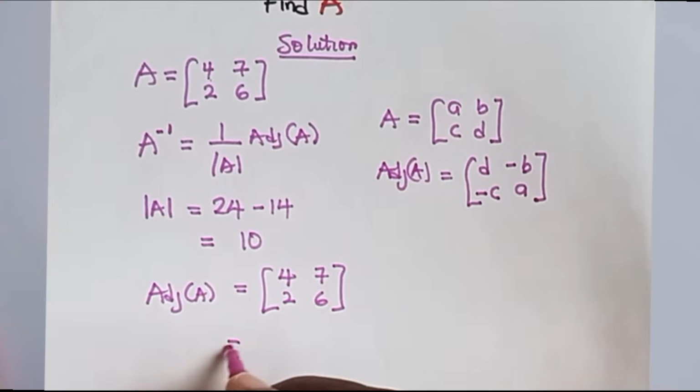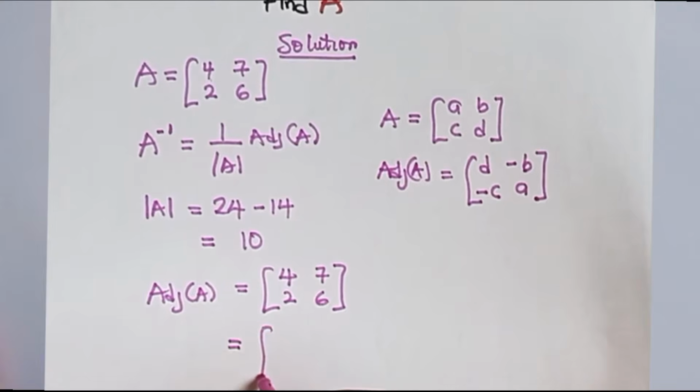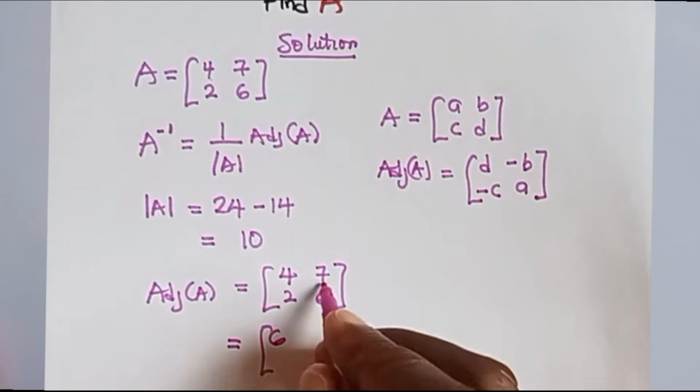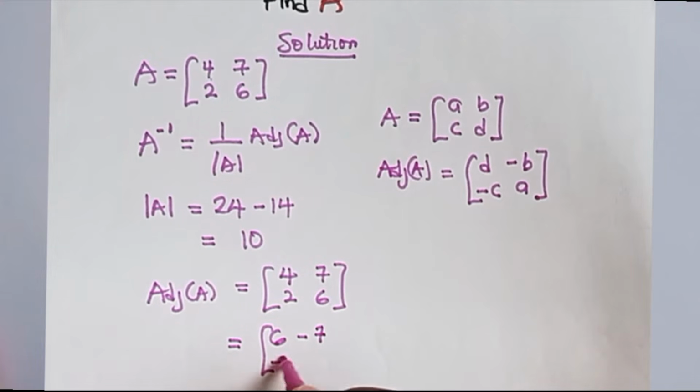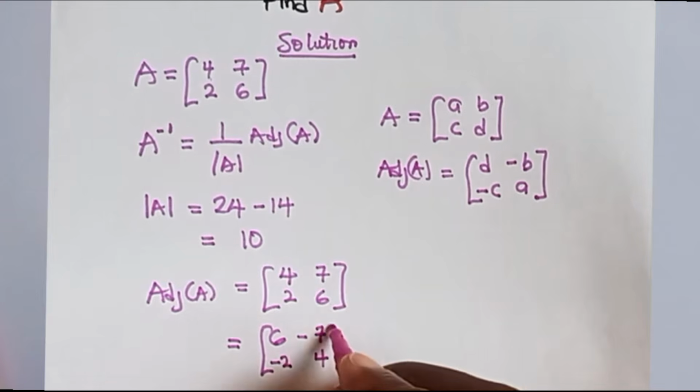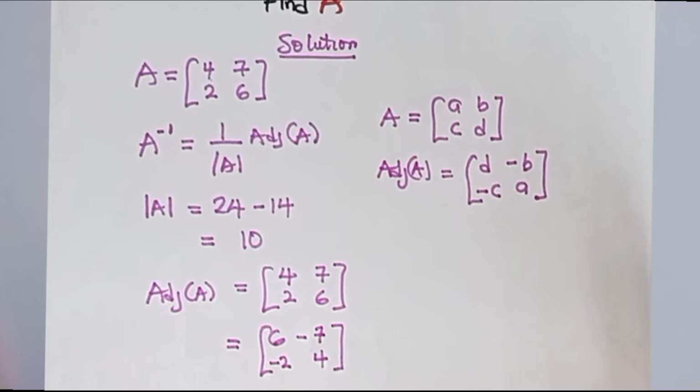All right, so now the adjoint of A, what do we have? We have 6, minus 7, minus 2, and we have 4. Okay, that gives the adjoint of A.